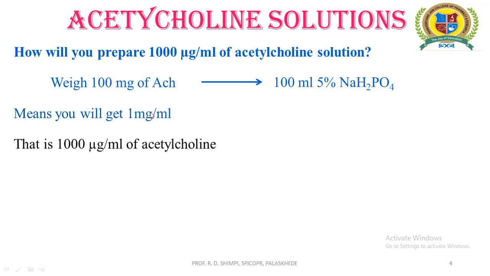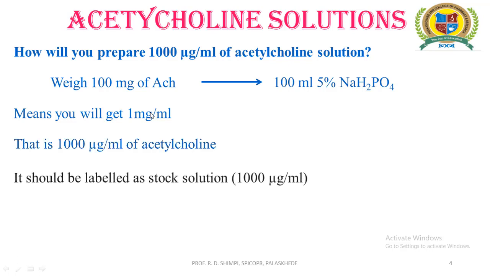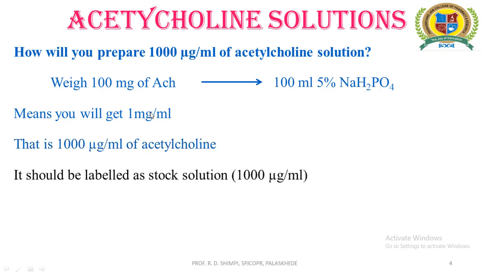In another language, it can be said that it is having the concentration of 1000 microgram per ml. As we know very well, 1 mg is equivalent to 1000 microgram. So once this acetylcholine solution of 1000 microgram per ml is prepared within a volumetric flask, that volumetric flask should be labeled as a stock solution, and the further dilutions can be made. The further dilutions of 100 microgram per ml, 10 microgram per ml, and 1 microgram per ml can be made by using the stock solution.